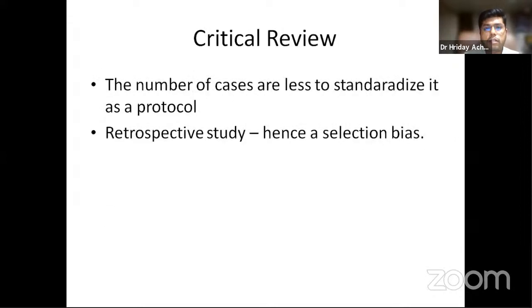To critically review the paper, one of the critical points is that the number of patients selected in the surgery is too small to standardize that only cervical should be operated first or to define that single stage surgery should be performed. Also, this is a retrospective study, so there is a selection bias. They have not specified the amount of compression at the other level, so that we can say whether the patient selection was uniform or not.